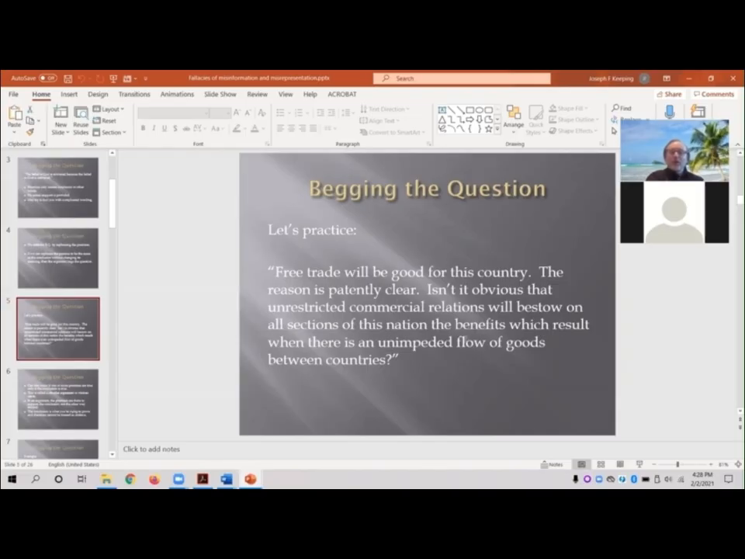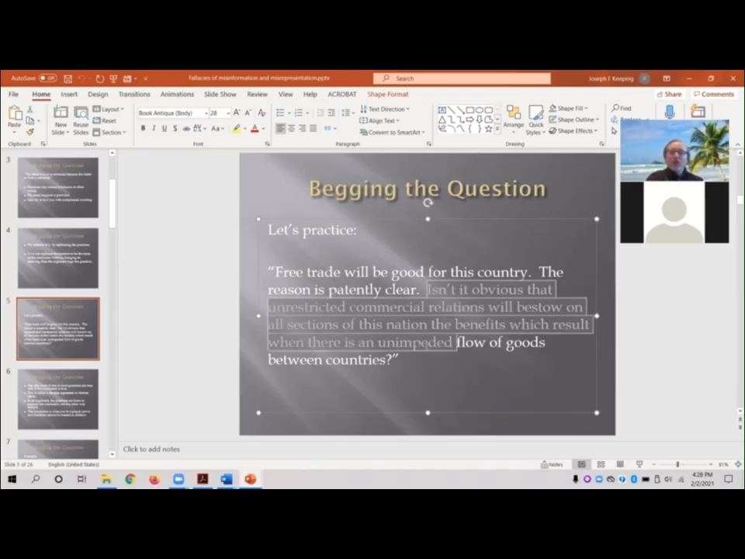So this next sentence here is supposed to be the reason in support of free trade will be good for this country. So let's read it. Isn't it obvious that unrestricted commercial relations will bestow on all sections of this nation the benefits which result when there is an unimpeded flow of goods between countries? So let's put it in the form of a question, but it's saying it's obvious that this. But let's look a little bit more closely.